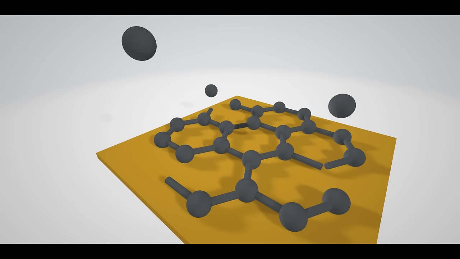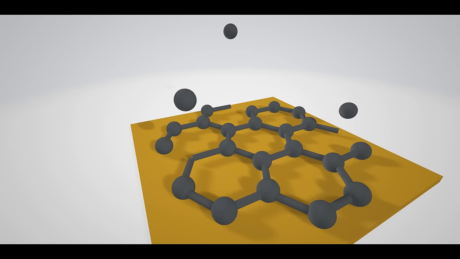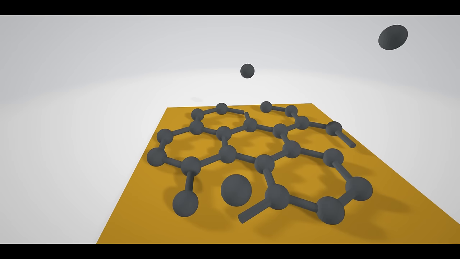Now that you have a copper plate with a layer of graphene, how do you remove the graphene that's stuck to the copper plate so you can use the graphene? In short, this can't easily be done without ruining the graphene.